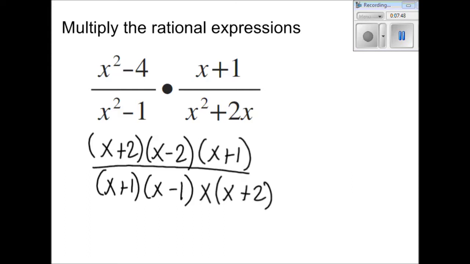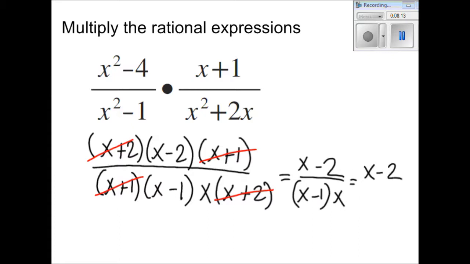Now it's time to start looking to see what's the same. I have x plus 2 on top and bottom. I also have x plus 1 on top and bottom. And I think that's all I can cross off. So now I can rewrite. On the top I have an x minus 2. And on the bottom I have an x minus 1 times x. So final answer, x minus 2 over x squared minus x. Go ahead and distribute that x and you get your final answer.